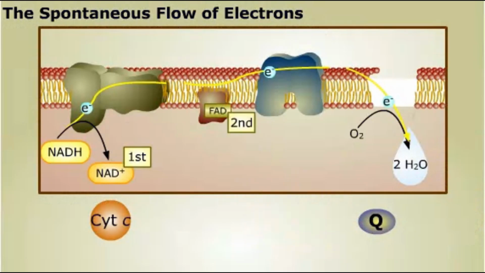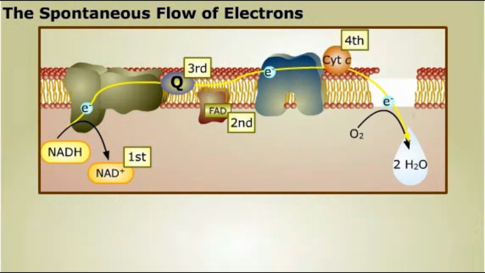FAD is second, coenzyme Q is third, and cytochrome C goes last. Cytochrome C has the highest potential to accept electrons. It's positioned closest to molecular oxygen in the electron transport chain.